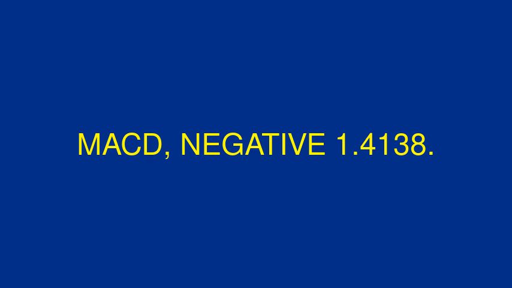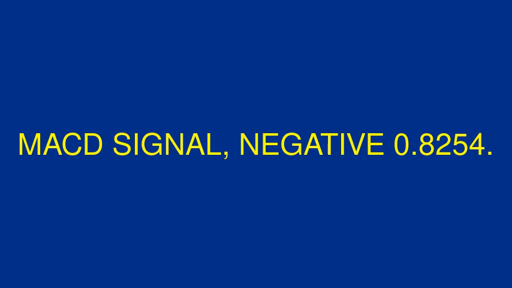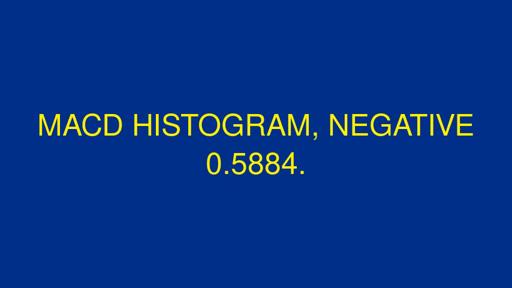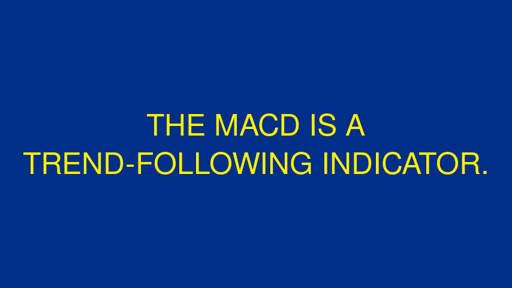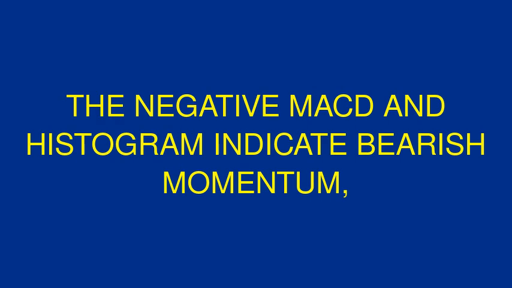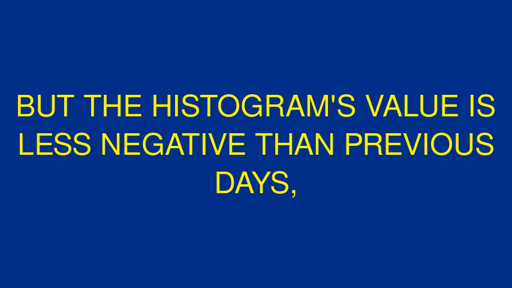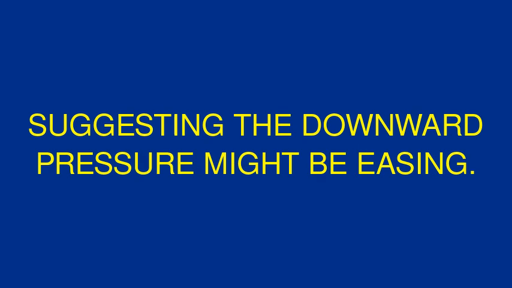MACD, negative 1.4138, MACD signal, negative 0.8254, MACD histogram, negative 0.5884. The MACD is a trend-following indicator. The negative MACD and histogram indicate bearish momentum, but the histogram's value is less negative than previous days, suggesting the downward pressure might be easing. Still, it's not a strong bullish signal yet.